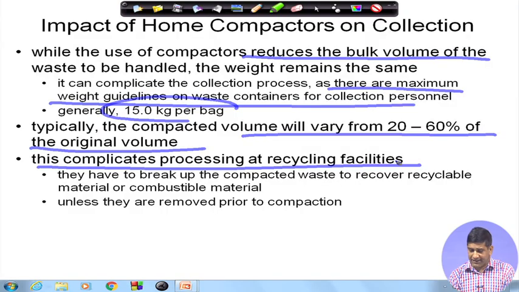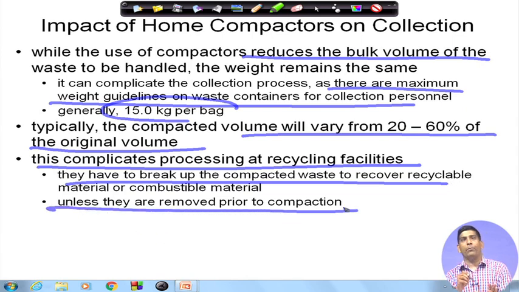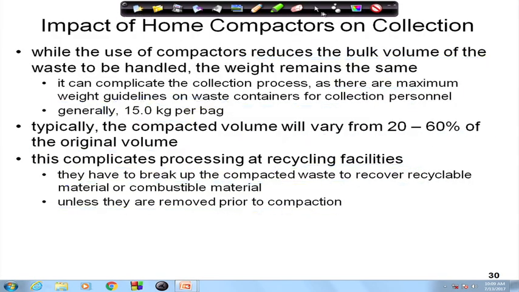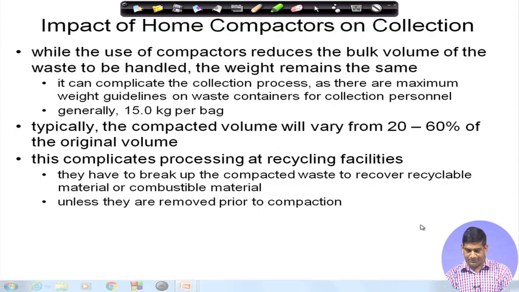And what are the different things that can potentially happen? It will complicate things at the recycling facility, because you have to break up the compacted waste to recover recyclables, unless they are removed prior to compaction. If we do it prior to compaction, that means source separation is happening, so that's a different thing. Again, there are several scenarios that can be lined up: Scenario A, B, C, D, and we have to do the math to find out which scenario works best for that particular city, based on the market and all those things. We talked about the recyclable markets and other things earlier in the class.